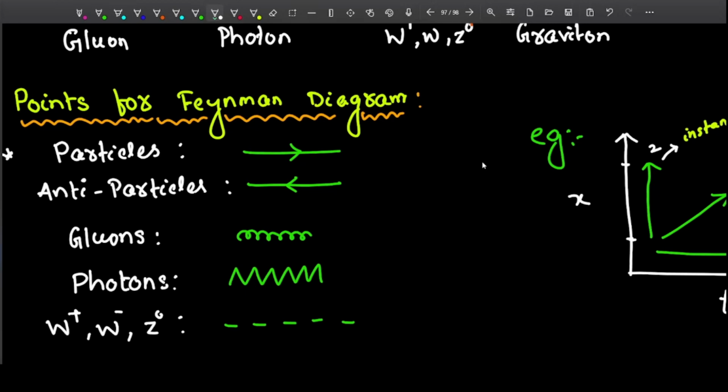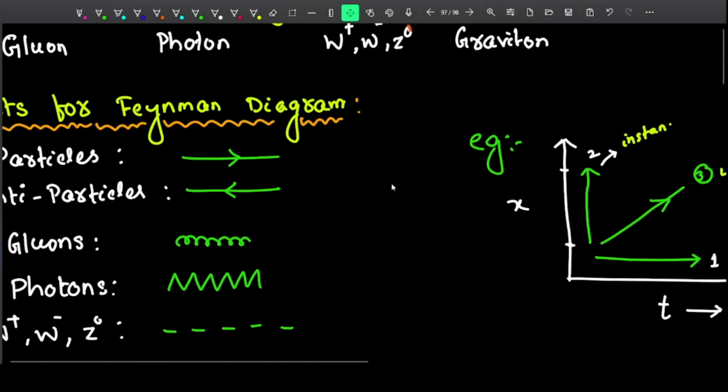That's simple. Also, for exchange particles, we have different lines to represent them in the Feynman diagram. Gluons, the exchange particle for the strong force, are represented by spiral or helical lines, whereas photons, the exchange particle for the EM force, are represented by a zigzag line. W plus, W minus, Z0 are the exchange particles for the weak force, and these are represented by dotted or dashed lines. Now let us understand this.